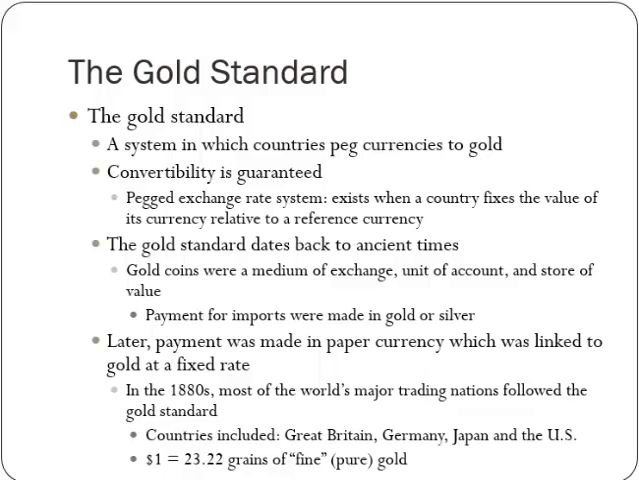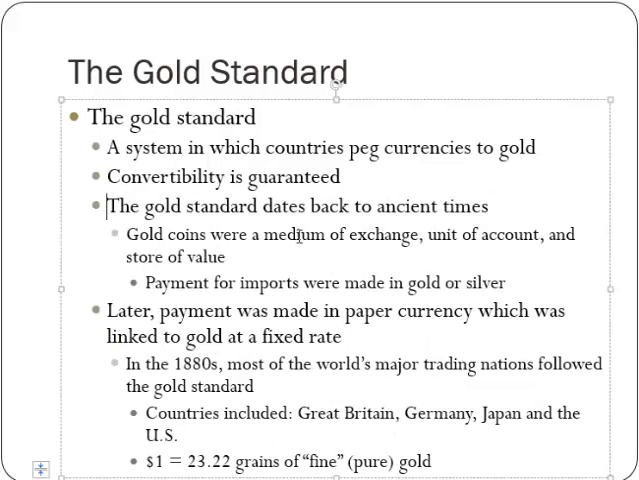The gold standard is something that used to exist in the United States and in many countries, but doesn't exist anymore, but it's still important for you to know what it is. The gold standard is a system in which countries peg currencies to gold to make sure that a certain number of dollars always buys a certain amount of gold. Pegged exchange rate systems exist when a country fixes its value to a particular reference country, or in this case, to a particular reference commodity, namely gold.